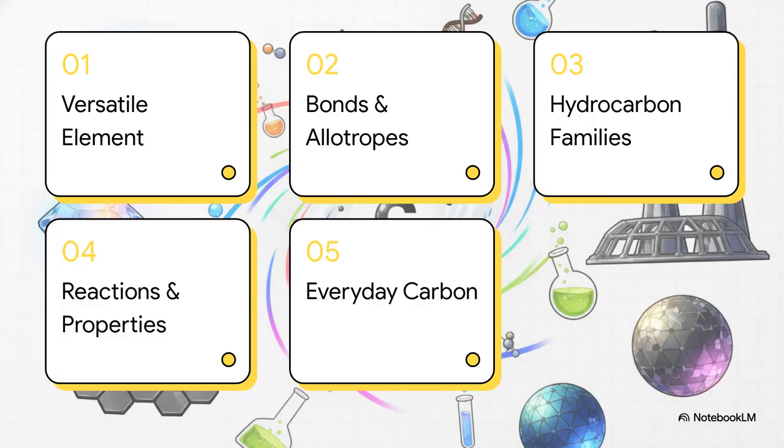Here's our roadmap for today. We're going to start by looking at carbon's crazy versatility, then we'll check out its covalent bonds and allotropes. After that, we'll break down the families of hydrocarbons, observe some chemical reactions, and finally, look at everyday carbon like the soap sitting right there in your bathroom.